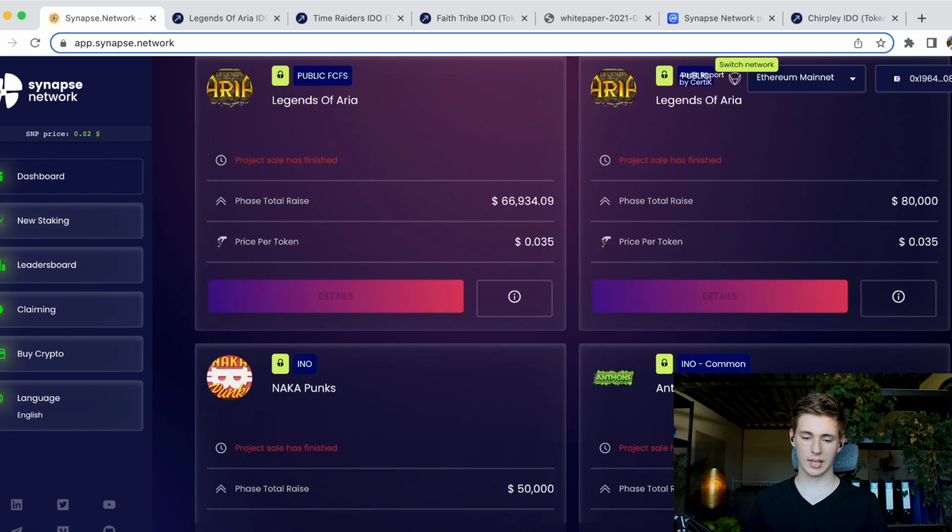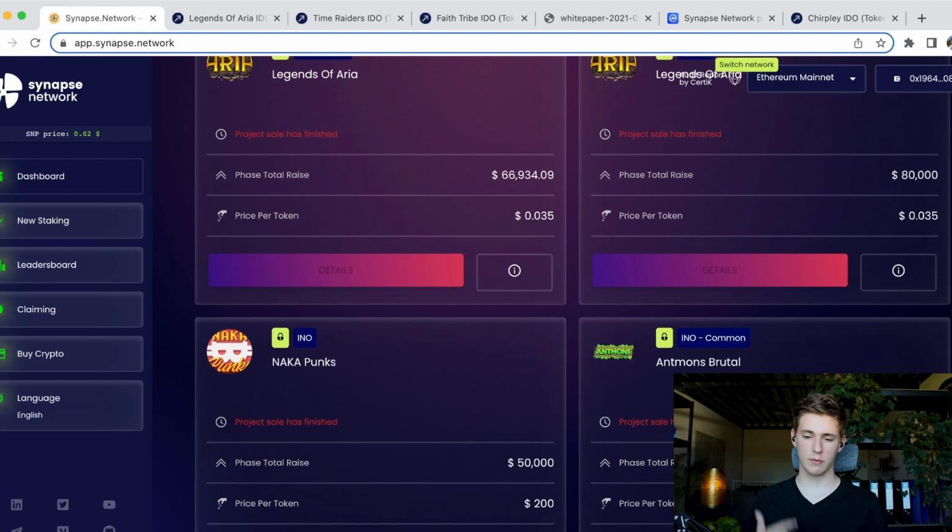Now overall, like I said, Legends of Aria, Chirply, very bullish. Faith Tribe isn't that bad. Time Raiders thus far is the only IGO that didn't go well that I checked, and it went really bad. But then again, especially in the bear market, there's always going to be projects that don't do well.